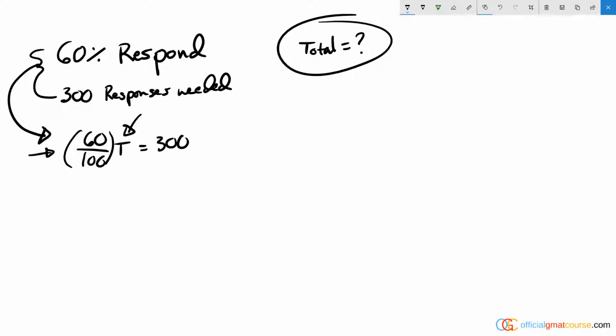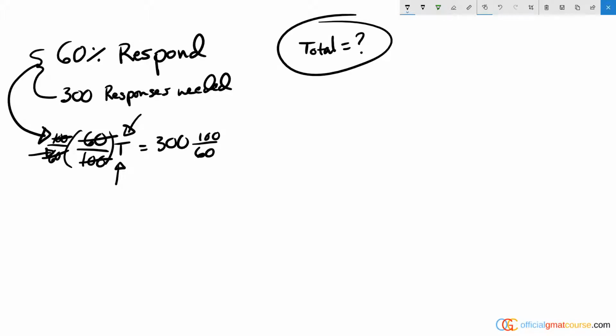Now, in order to cross out the 60 over 100, I'm going to multiply both sides by 100 over 60. As long as you do the same thing to both sides in an equation, you will not change the value of your variables. So I'm going to cancel out the 100. I'm going to cancel out the 60. I'm left with just T on the left-hand side here. And on the right-hand side, I have 300 times 100 divided by 60.